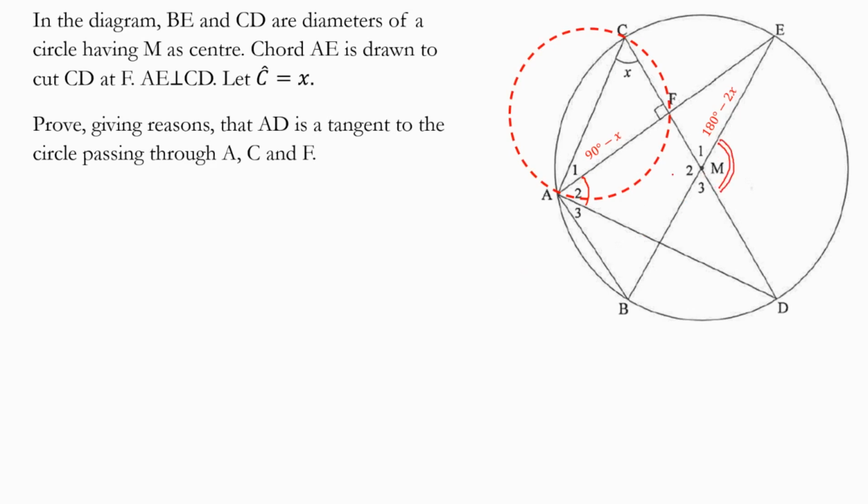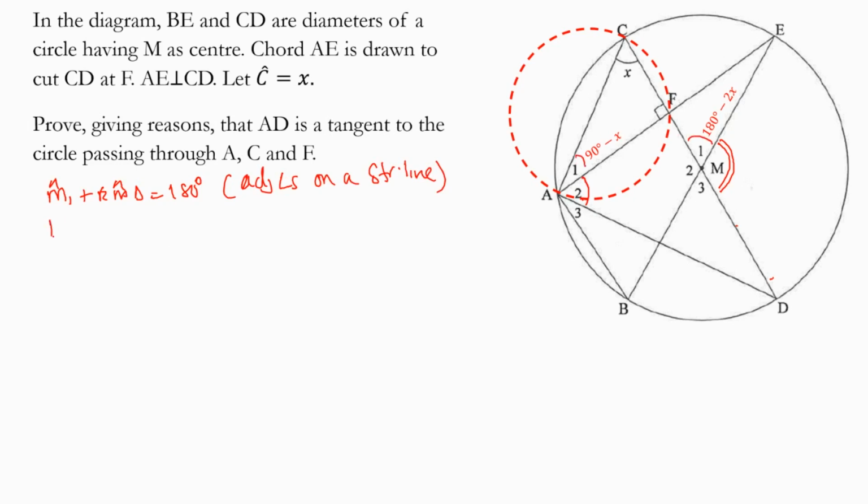Angle EMD is subtended by arc ED at the center, and angle A2 is subtended by arc ED at the circumference. So let's find angle EMD first. Angle M1 plus angle EMD is equal to 180 degrees, because these are adjacent angles on a straight line. And M1 is 180 degrees minus 2x. We found this in question 10.2.